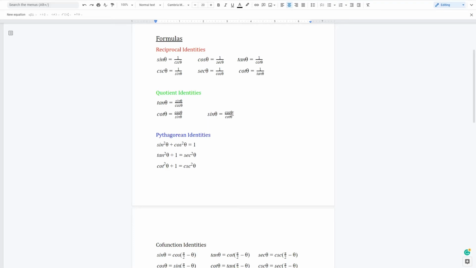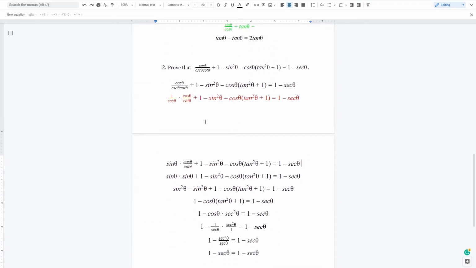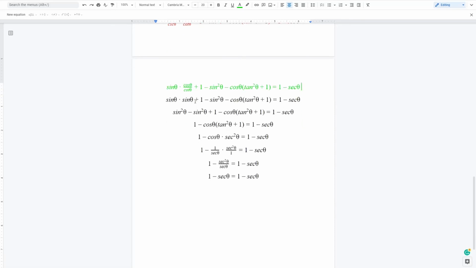So cosine theta over cotangent theta, if we go back to our equation, we'll see that's right here, cosine theta over cotangent theta. And so we would just substitute that with our quotient identity for sine theta. And now we're left with sine theta times sine theta plus 1 minus sine squared theta. Sine theta times sine theta simplifies to sine squared theta.